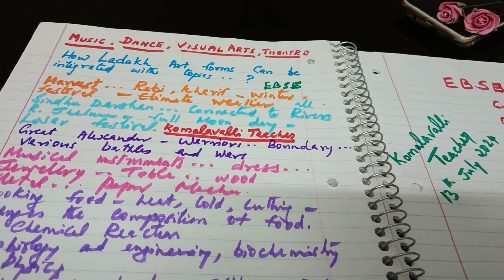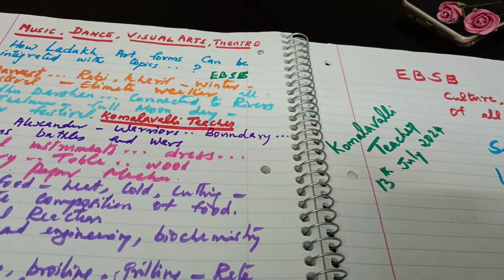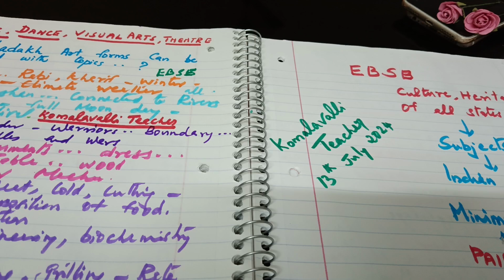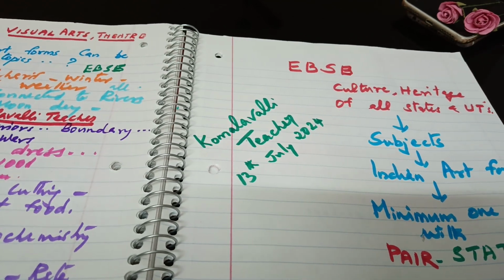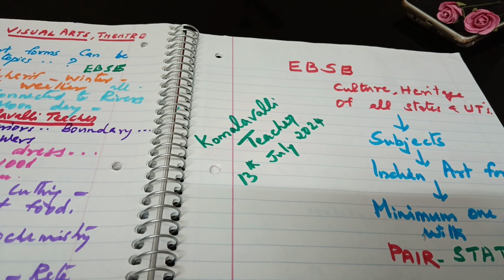Another thing is the EBSP, that is the Ek Bharat Shrestha Bharat program, initiated by the government of India. In order to understand our rich culture and heritage, we have a plethora of it across our 36 entities, that is 28 states and 8 union territories together. We have wide varieties of it. Let our children understand this.